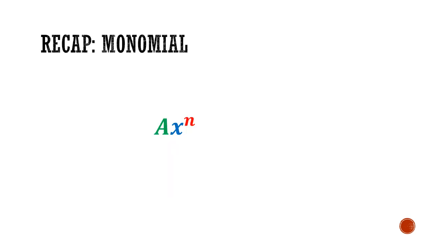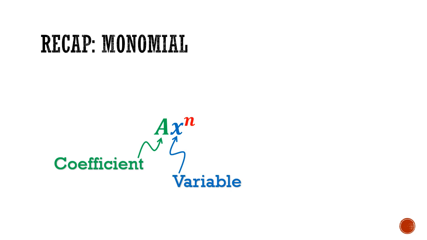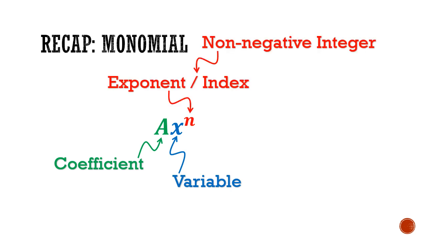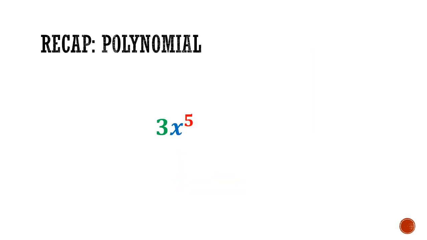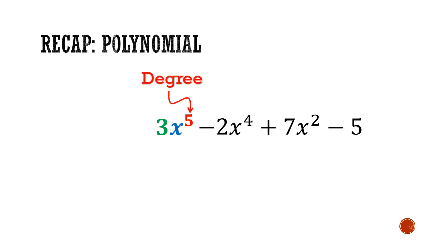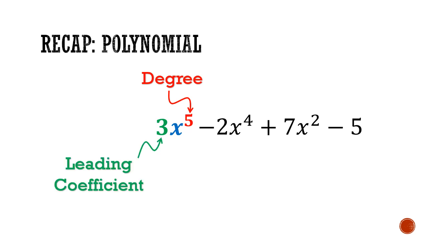Let's begin with a quick recap of video 1. We have learned that monomials are the building blocks of polynomials, and each monomial comprises a coefficient, a variable, and an exponent that has to be a non-negative integer. Polynomials are the sum of monomial terms. The degree is the highest exponent in the polynomial, and the coefficient of the highest exponent term is known as the leading coefficient.